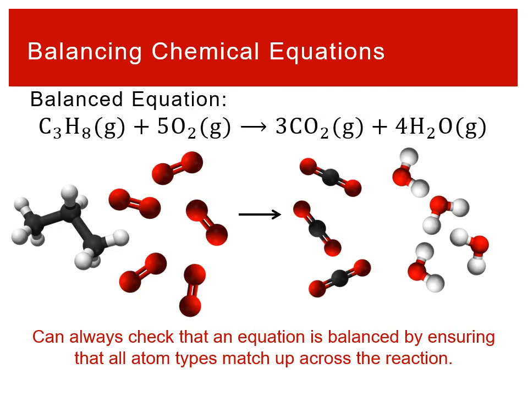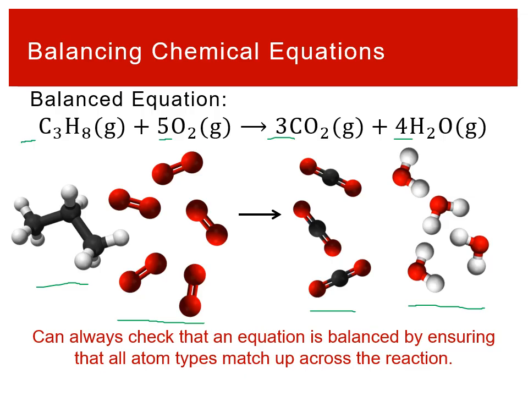So if we look at our overall balanced equation, we can see these coefficients, the implied 1, the 5, the 3, and the 4, imply the number of each type of molecule that is involved in the reaction. So 1 propane molecule reacts with 5 oxygen molecules to create 3 carbon dioxide molecules and 4 water molecules. So all of those are going to be used in this process and then created.